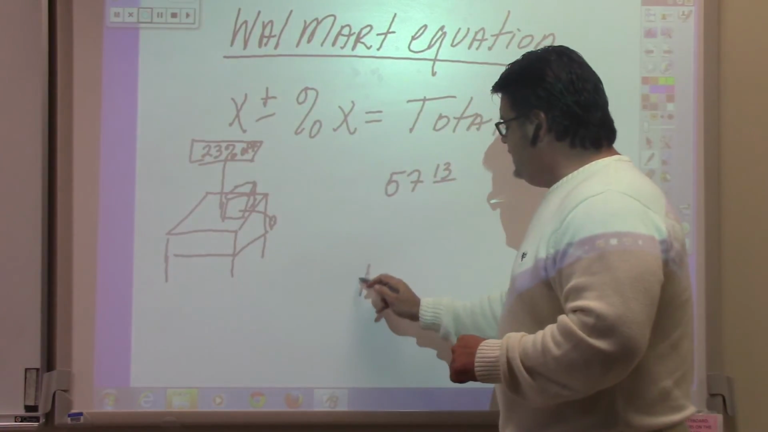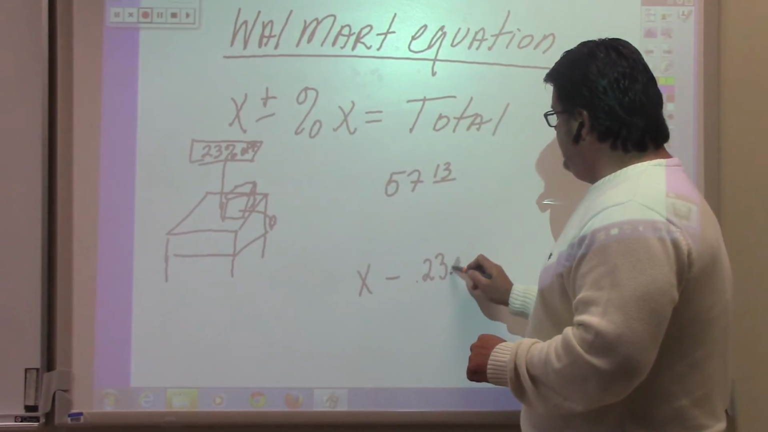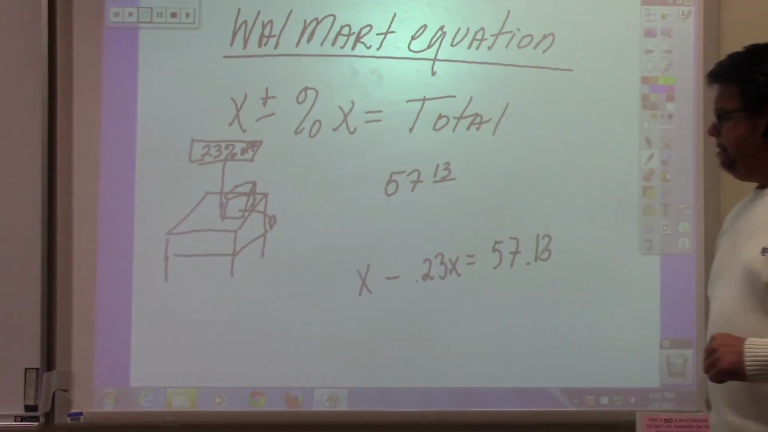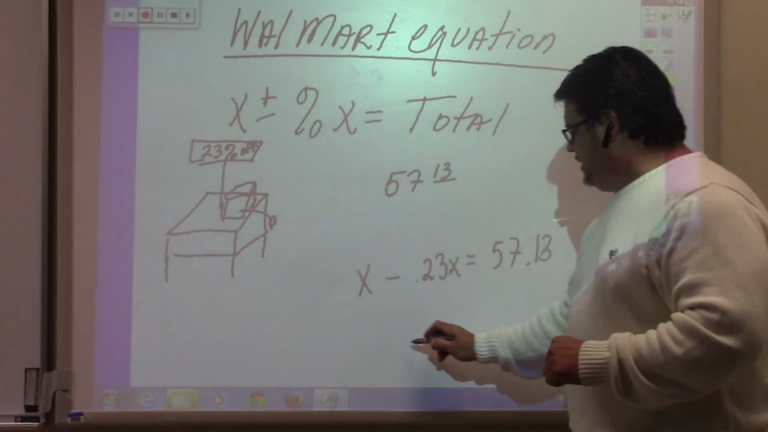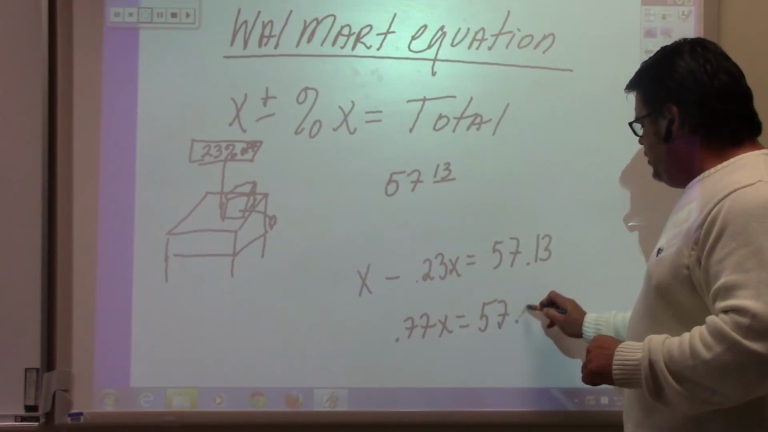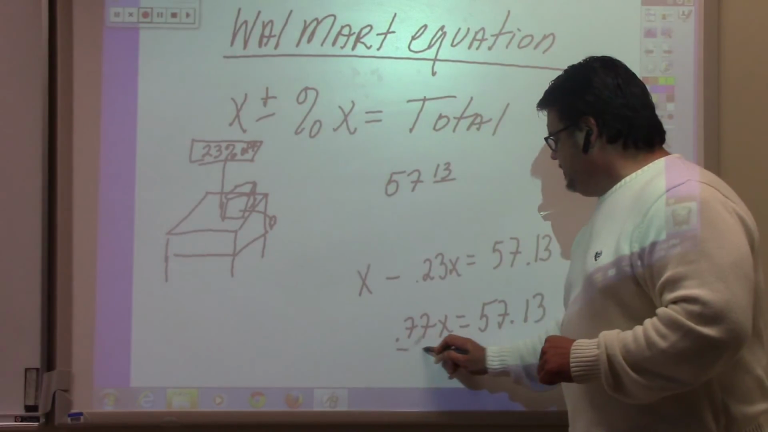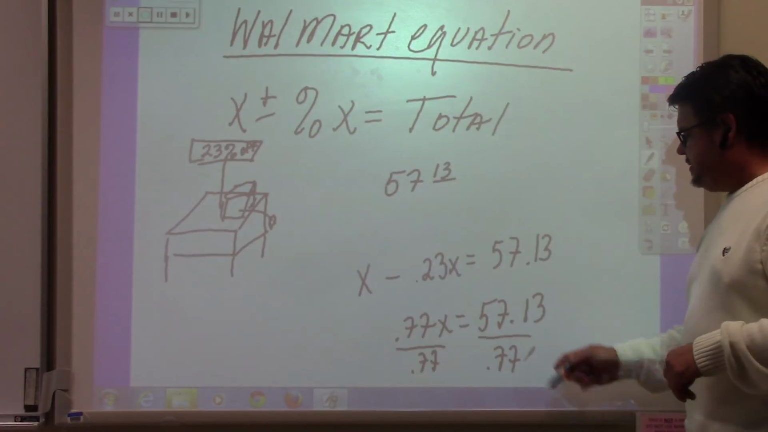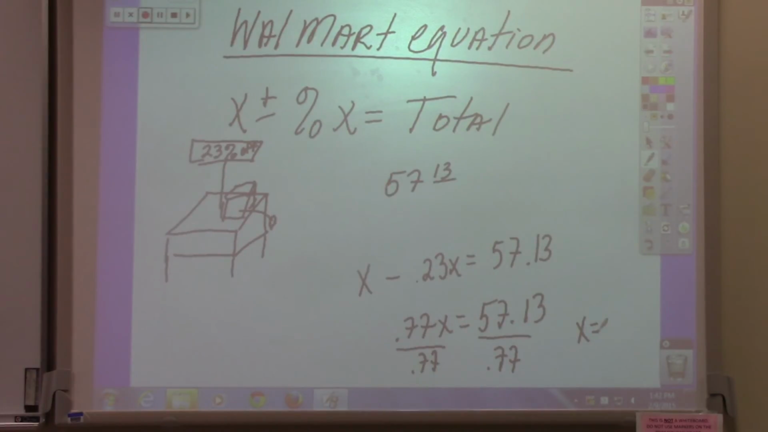So it'd be X minus 0.23X is equal to 57.13. Now this is what gets everybody. I go down here and I say 0.77X is equal to 57.13. And then I divide by 0.77. And then somebody does that in your calculator for me. And what do you get?